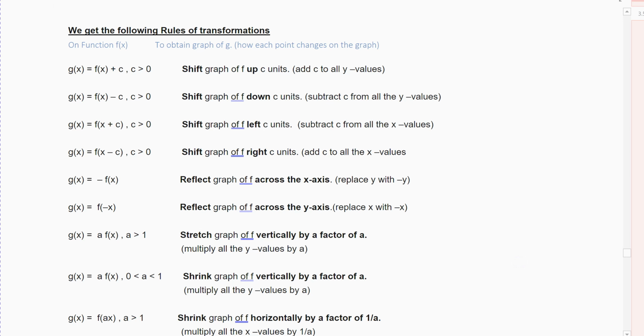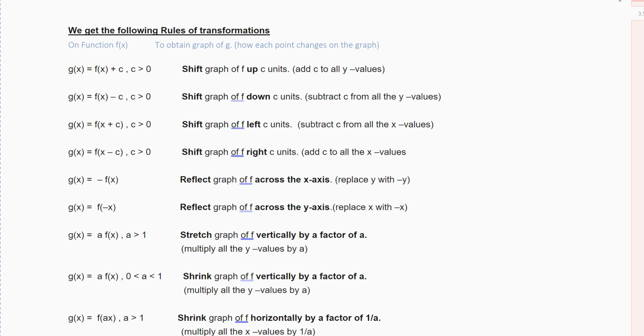All of the rules of transformation. So f of x is the original, and these are all of the transformations that apply and what you do to the actual x and y values on the graph. So the first two are our vertical shifts. If I add c to the function, it shifts the graph up by c units, all of the y values.